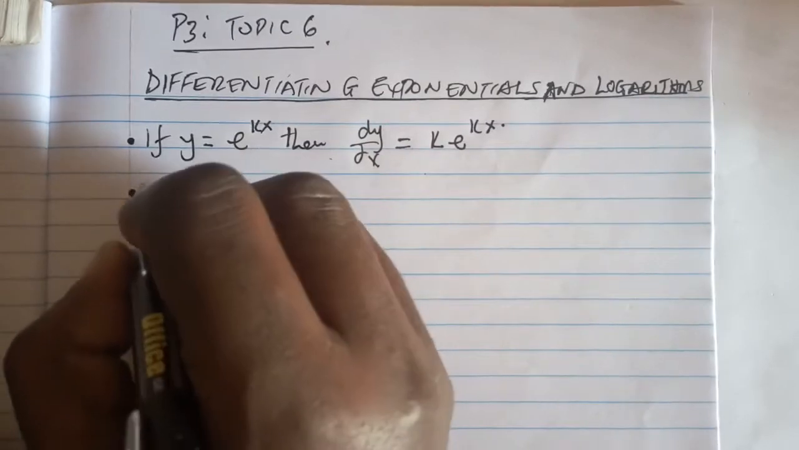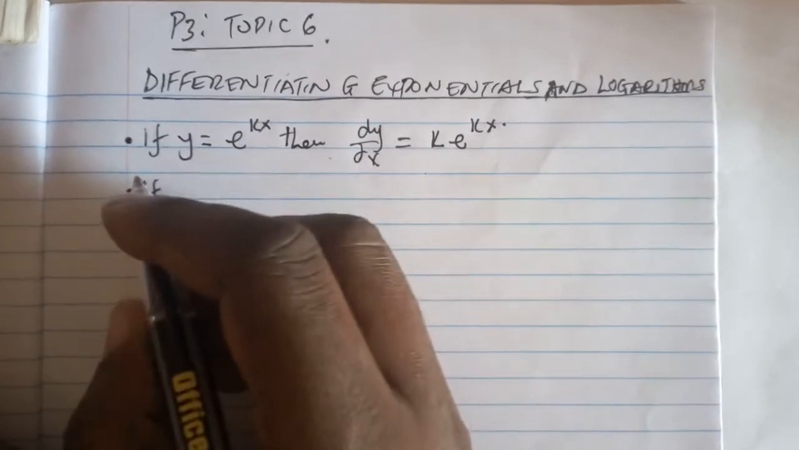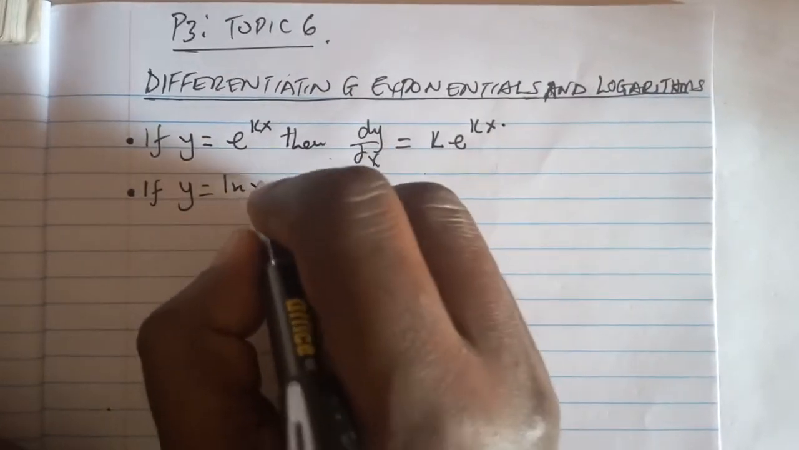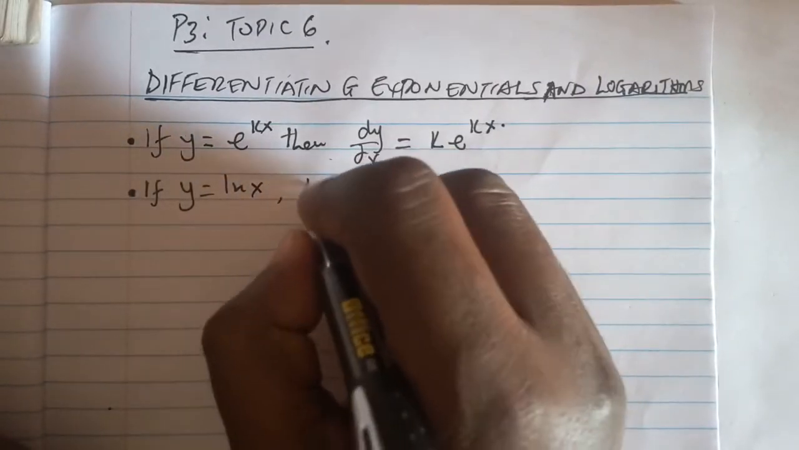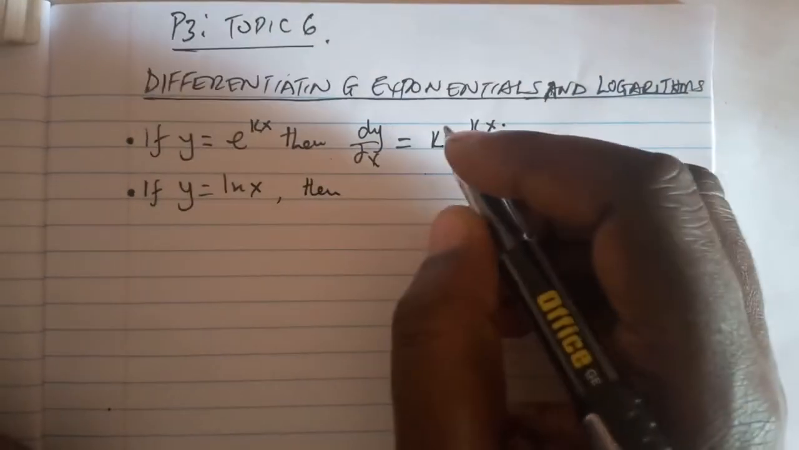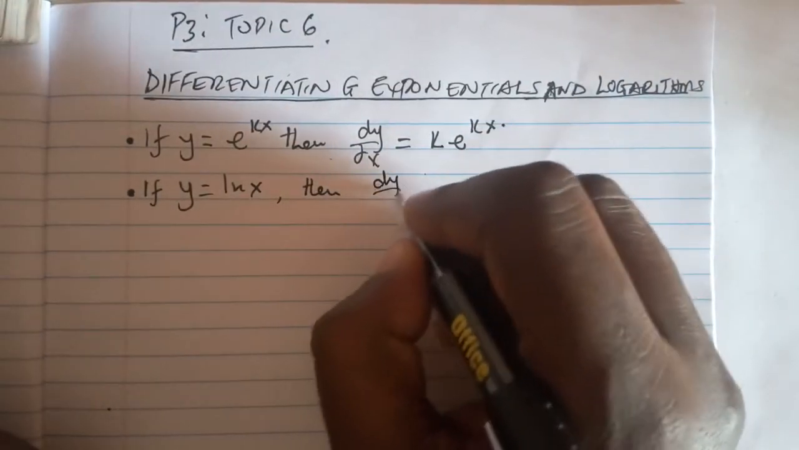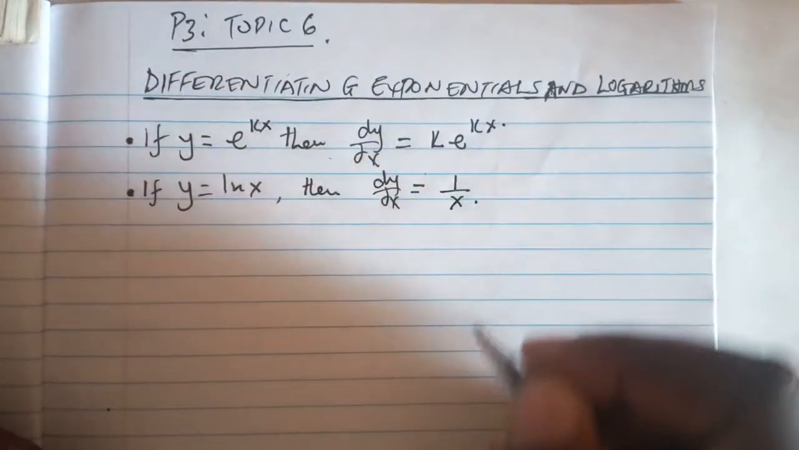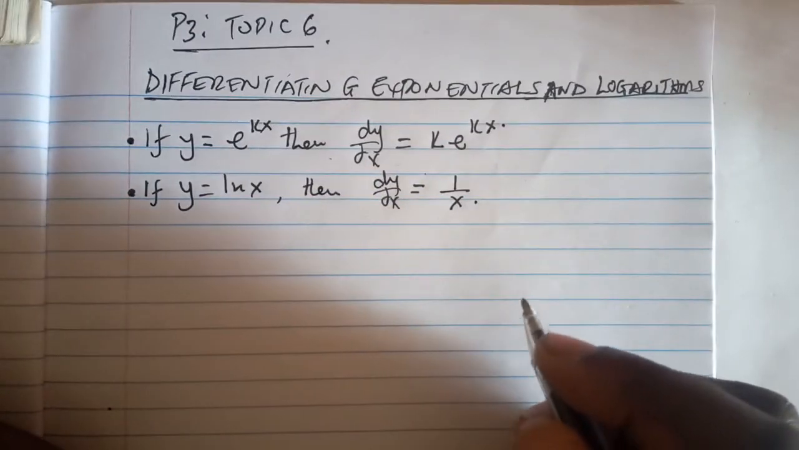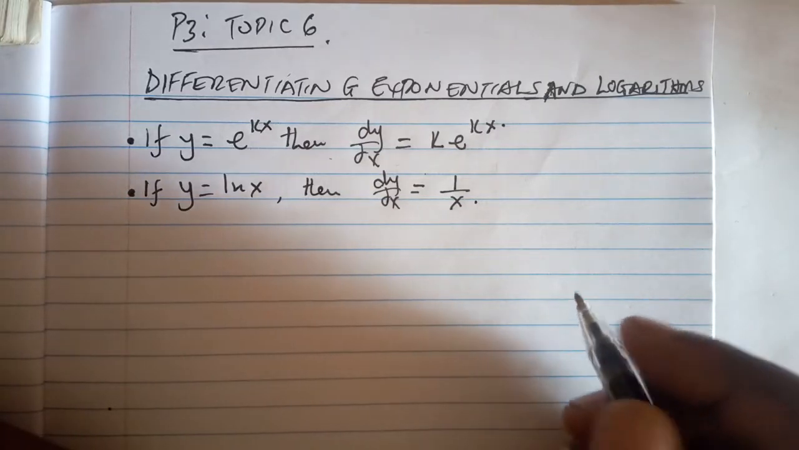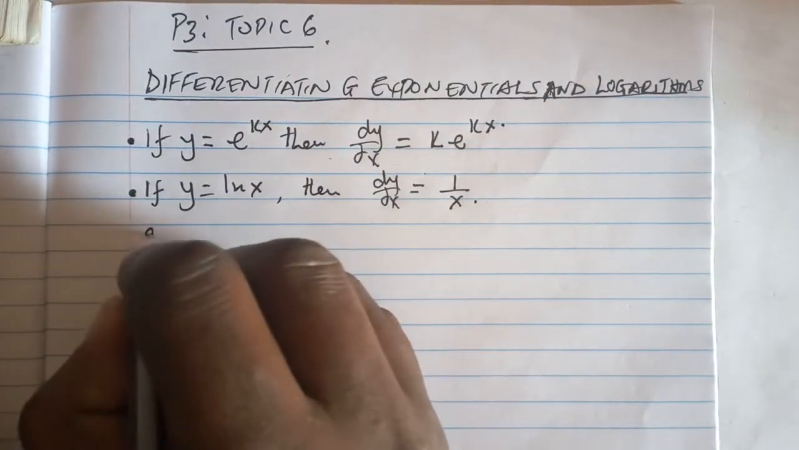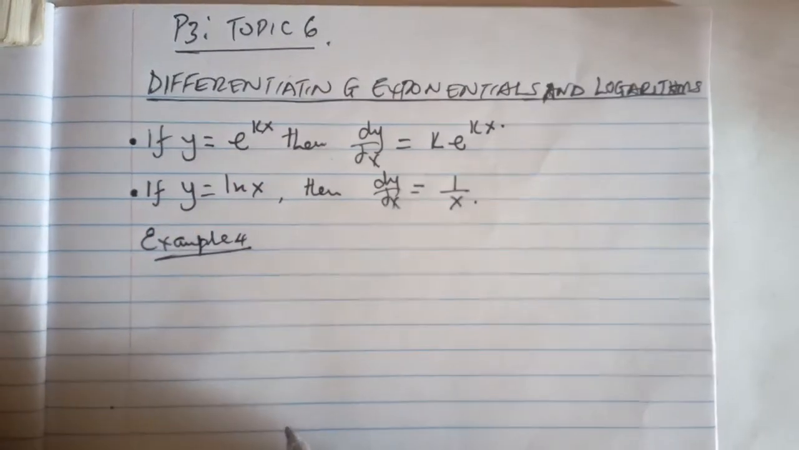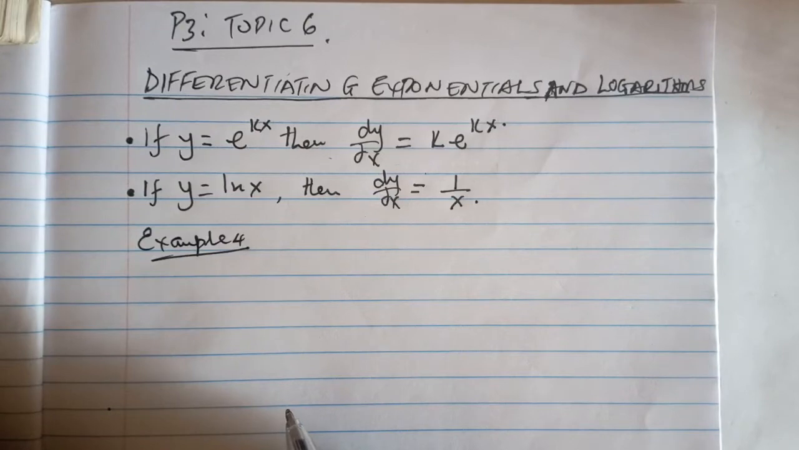There is another statement that we need to understand. If y is equal to natural logarithm of x, or rather ln x, then dy dx is equal to 1 over x. Eventually, we shall be able to see what this means. And I want us to go straight to example 4, and prove the first statement there using an example.